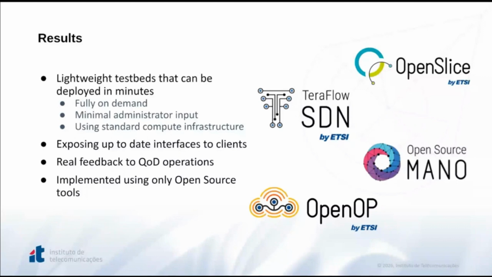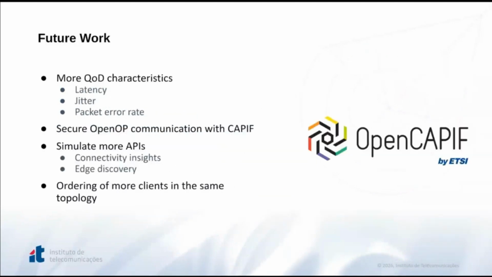And all of this was done using only open source tools and projects, including some of ETSI's own software projects, namely OpenSlice, TerraFlow, OSM, and OpenOP. So what is next for this work? First, we are currently only simulating bandwidth in the QoS profile. We would like to add then latency, jitter, and packet error rates to complete the simulation.